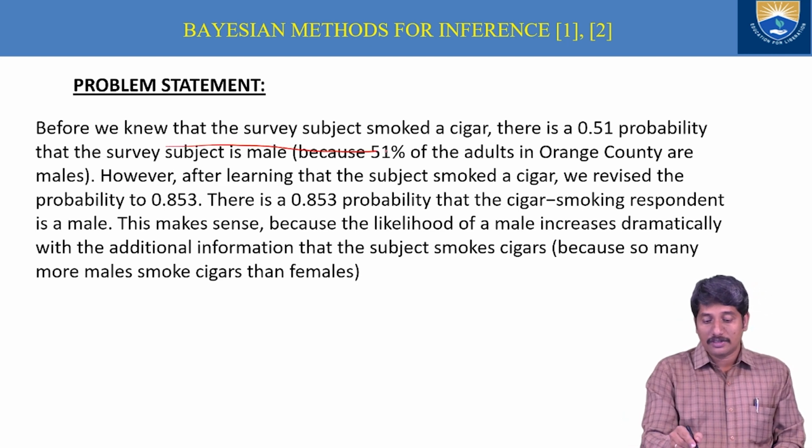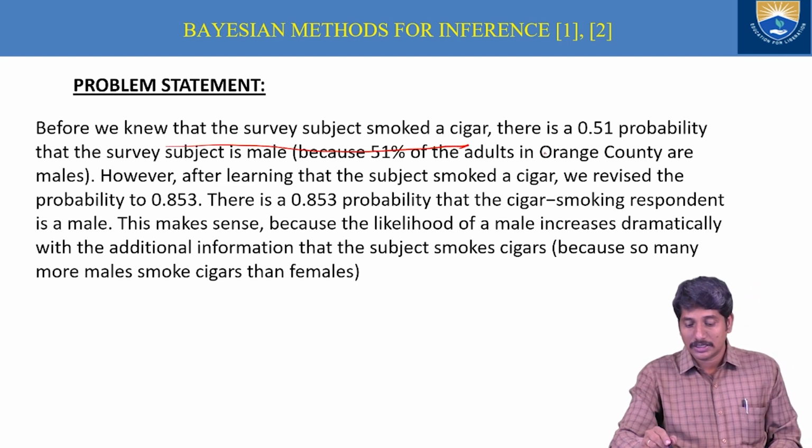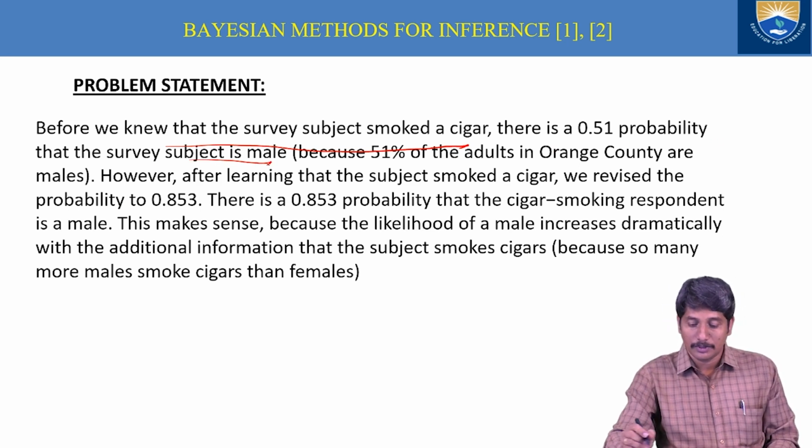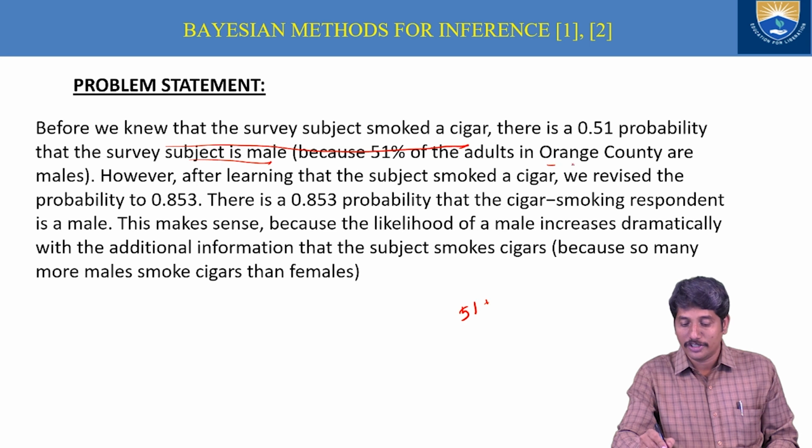Before we know that the survey subject smoked a cigar, there is a 0.51 probability that the survey subject is male. That means we know that in a town, 51% are males, suppose it is Orange County.